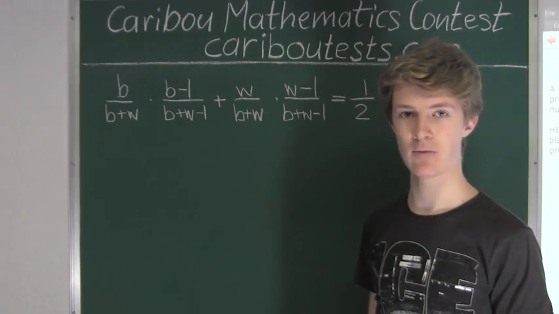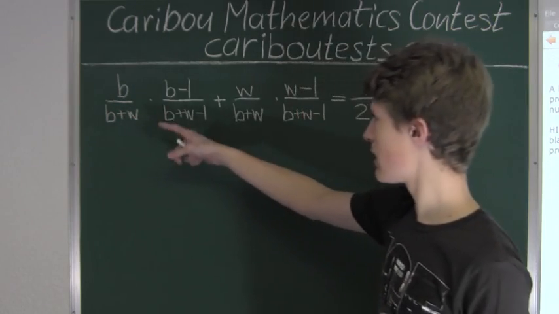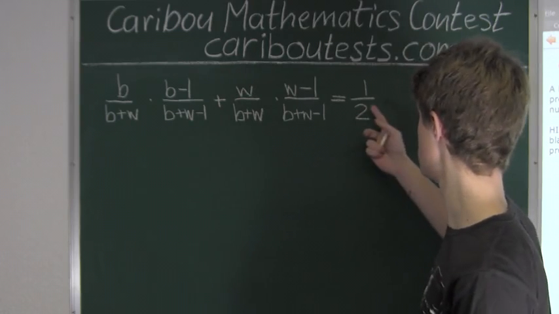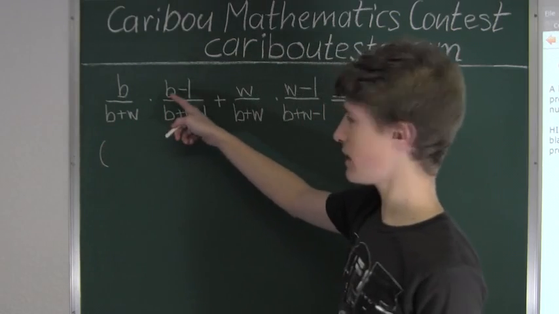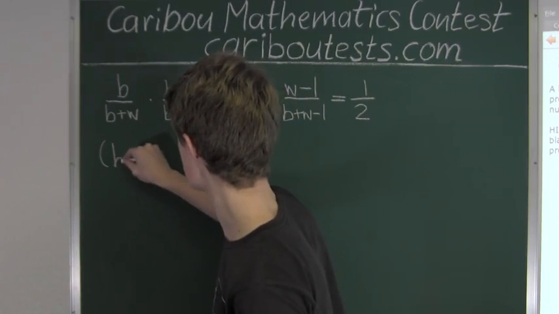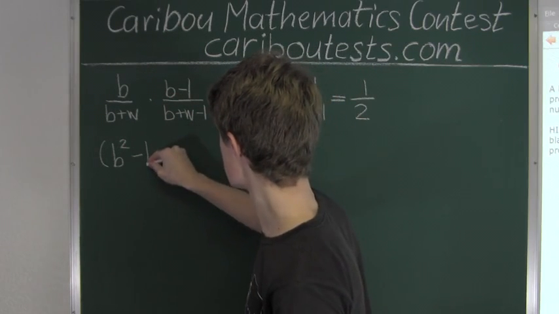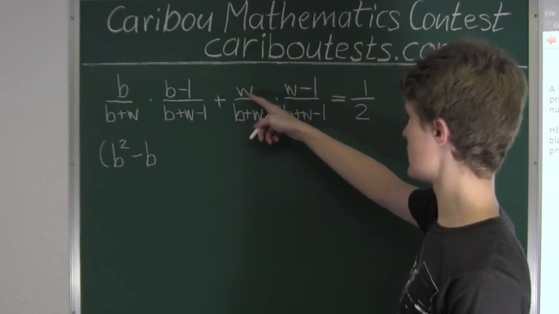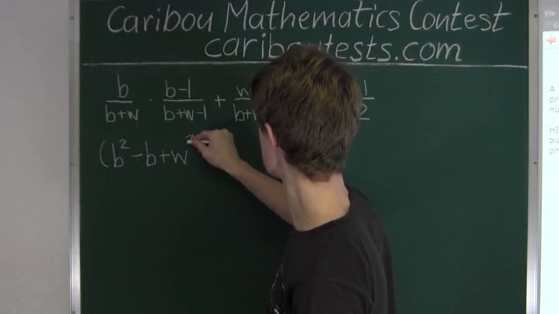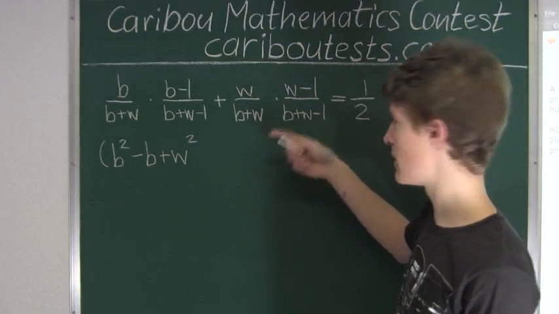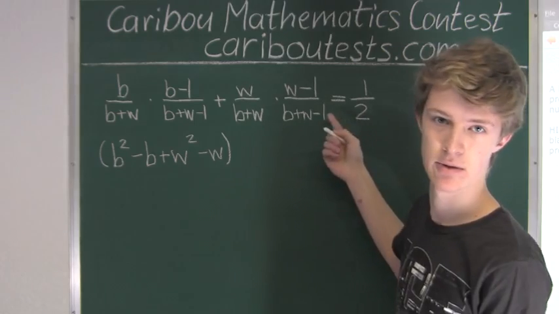Alright, now we want to get rid of the denominators, so we must multiply everything by B plus W times B plus W minus 1 and also 2. Now on this side, we have B times B, which is B squared. Then B times minus 1 is minus B. Then plus W times W is W squared. Then W times minus 1 is minus W. And this is all times 2 because we want to get rid of that denominator.